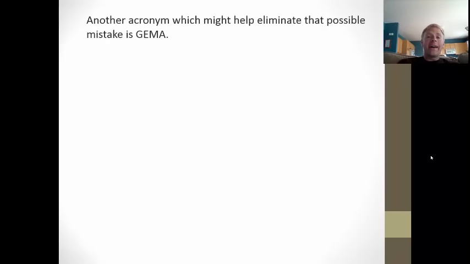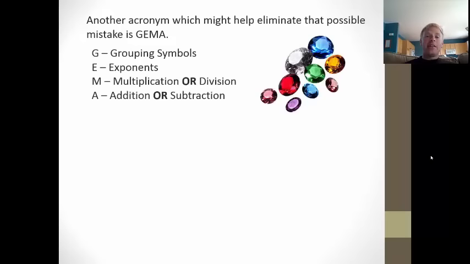An acronym we like better, which will help us more accurately use our order of operations, is GEMMA. Now, GEMMA is grouping symbols, which we'll talk about in just a second, exponents, multiplication or division, and addition or subtraction. Notice the big difference here is that multiplication and division are on the same level. Addition and subtraction are on the same level.